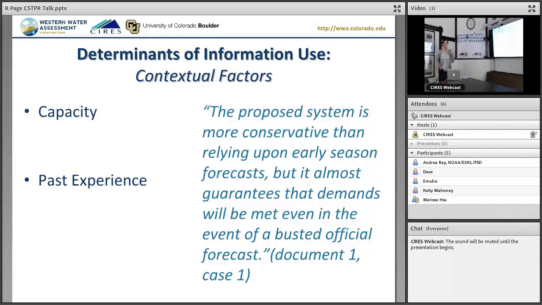The proposed system, being their new kind of snowpack-based model, is more conservative than relying upon early season forecasts, but it also guarantees that demands will be met even in the event of a busted official forecast. So it's just a more conservative approach to managing their system.